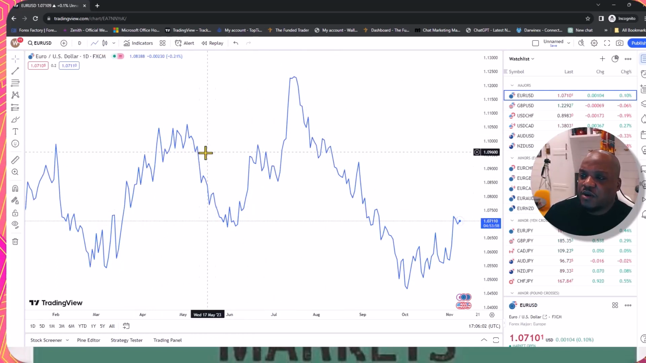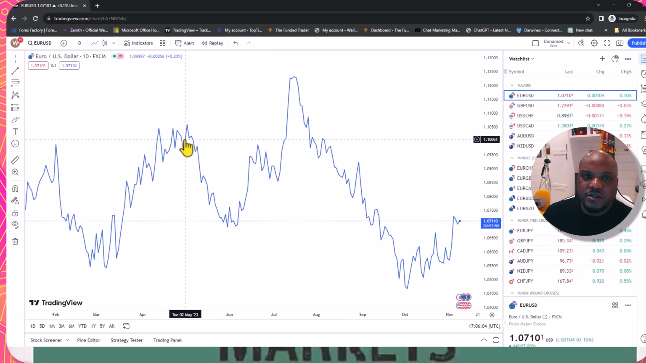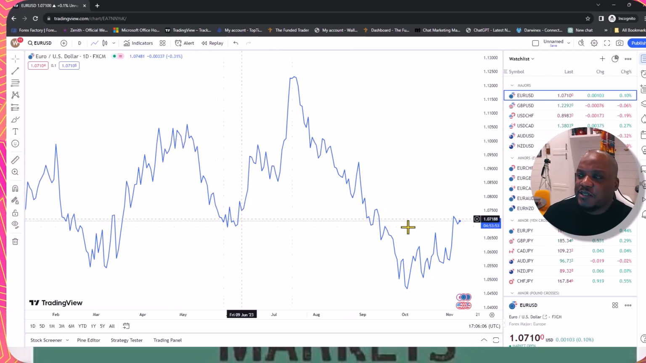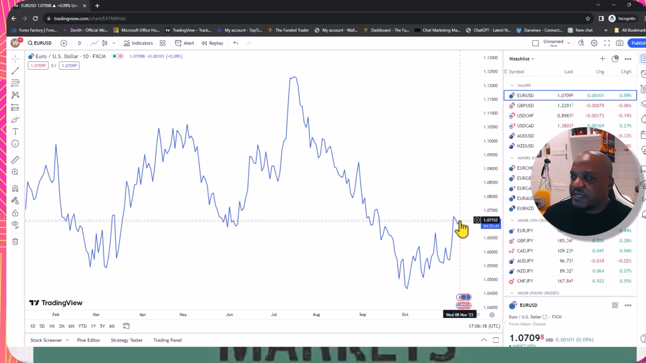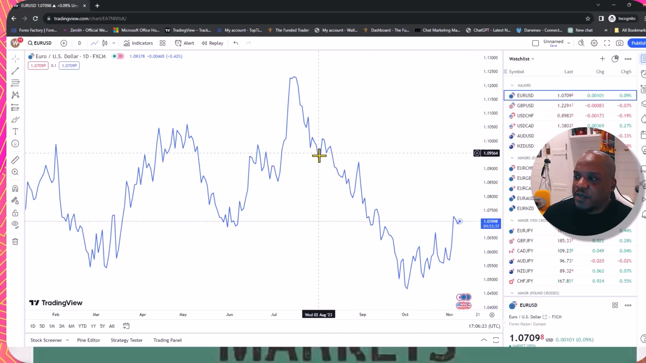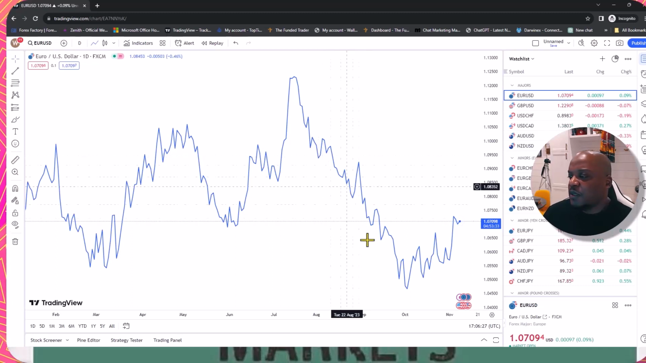Look at the line graph and what it's communicating to you. What it's communicating is what the exchange rate is at certain times. And so right now we can see the exchange rate for Euro USD is 1.07098. That's at this point in time. But if we look over at other points in time, we can see what that price was before.